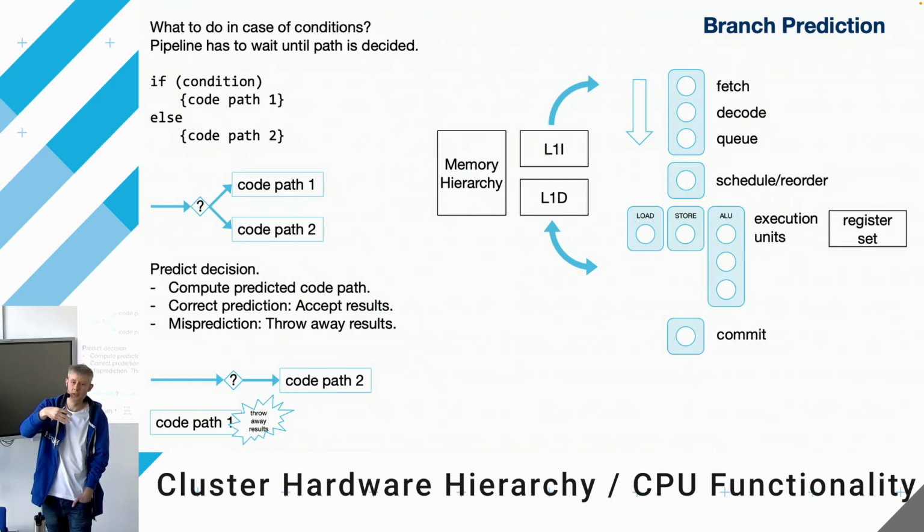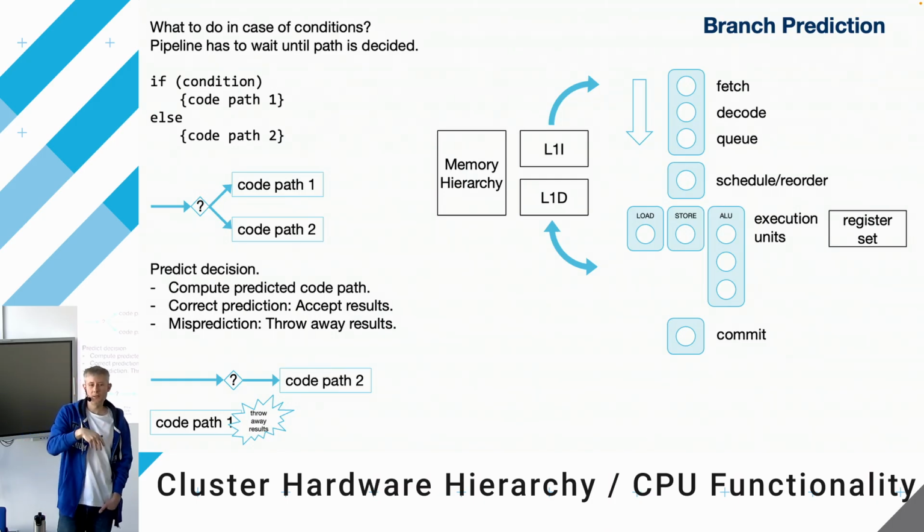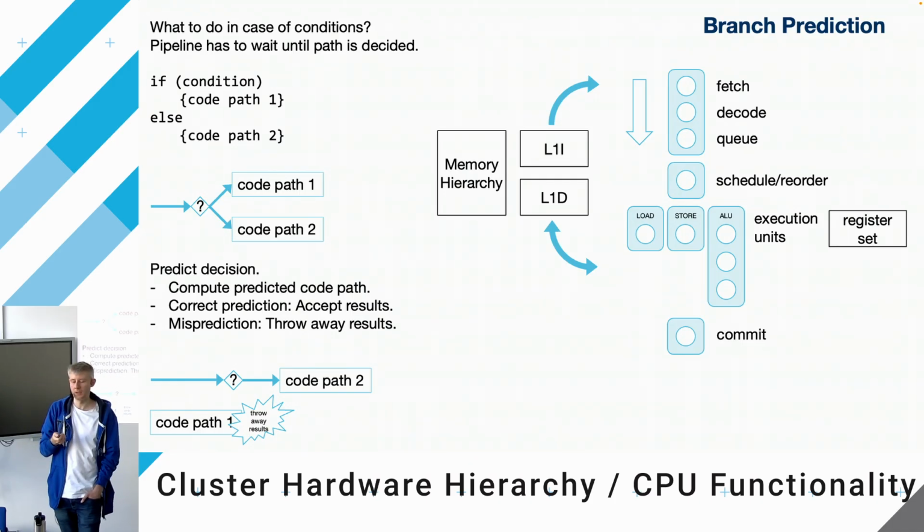Now, the problem is if it was not correct, it has to throw away all our work and continue with the other code path because the guess was wrong. But if it was right, then we actually saved some time because we already executed the correct instruction and we guessed correctly. And to improve the guess, there are some systems.